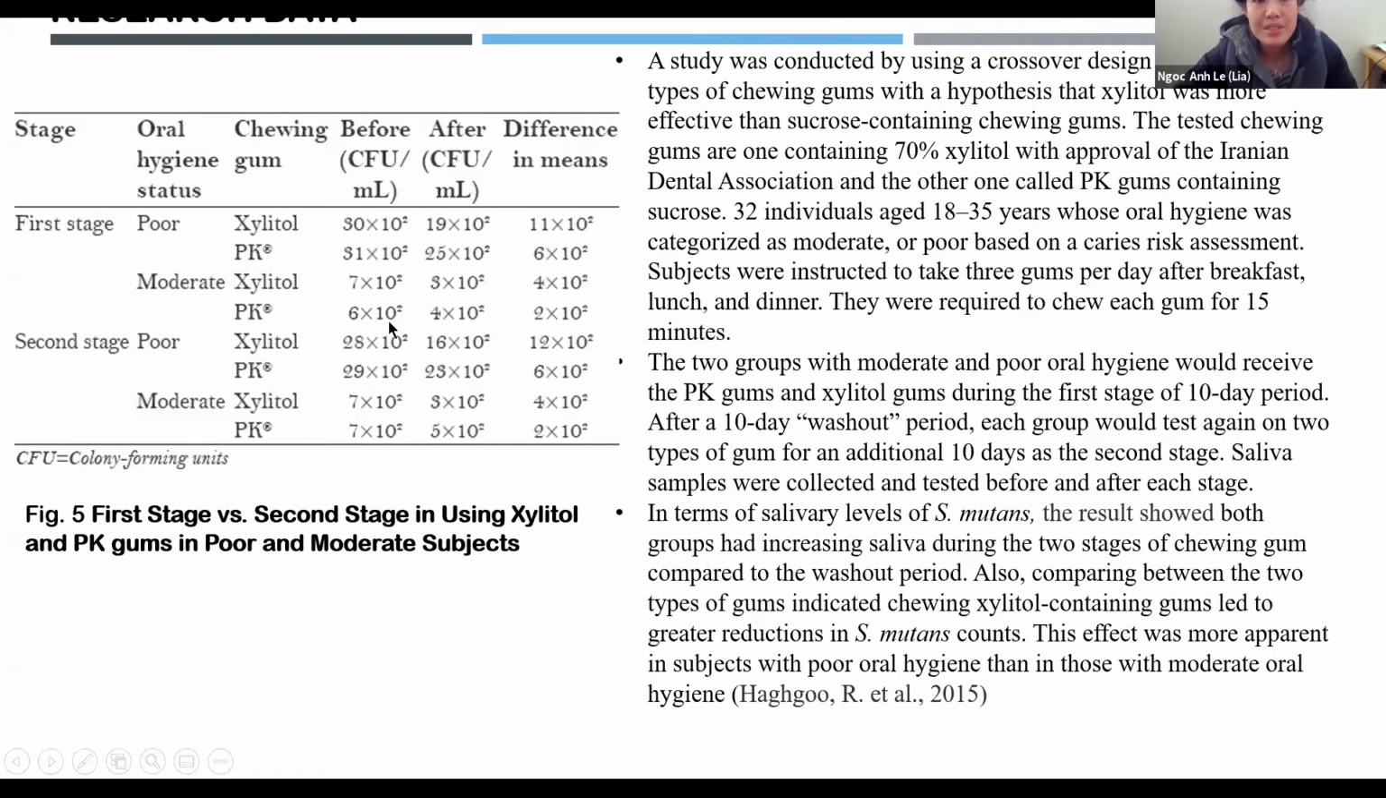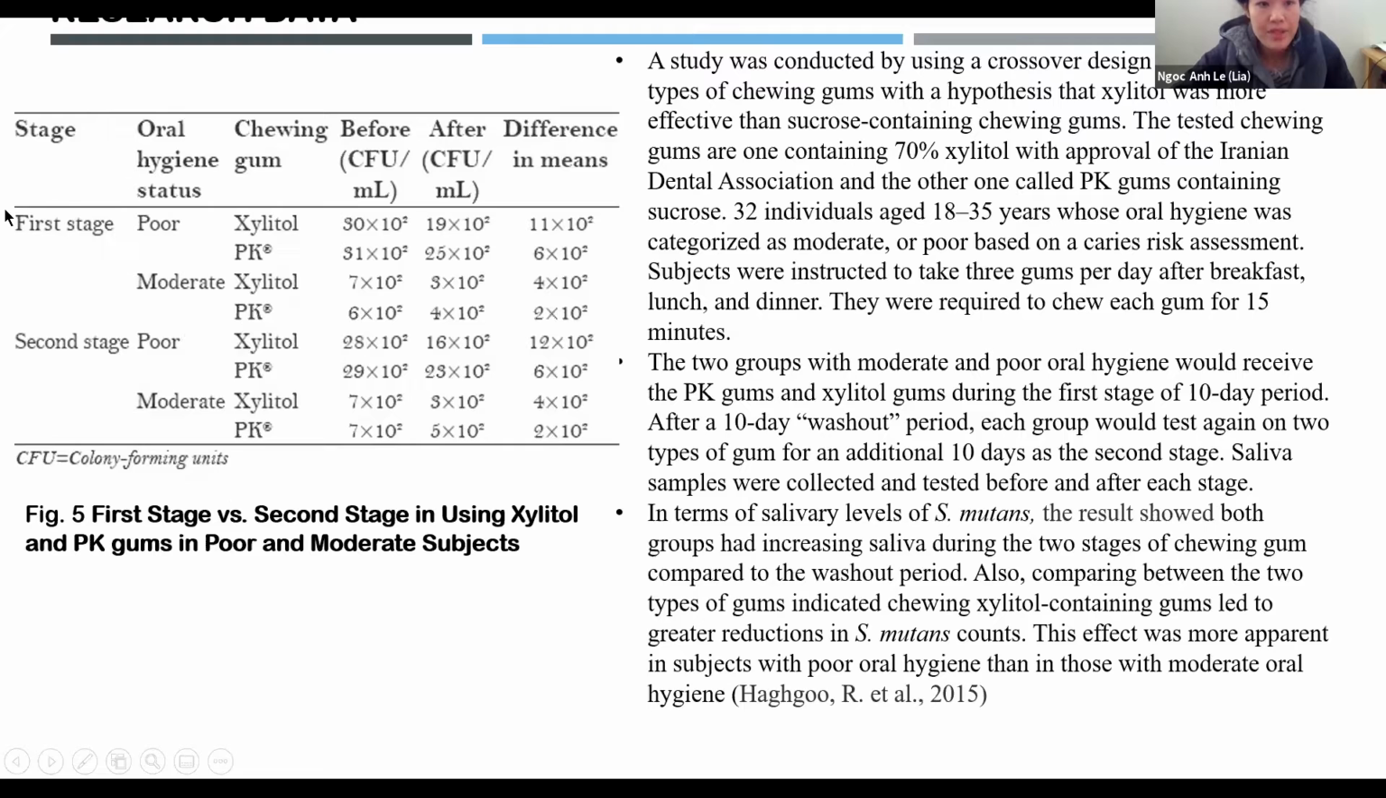So this is the research data based on a study conducted using a crossover design on 2 different types of chewing gums on 32 subjects aged 18 to 35 whose oral hygiene was categorized as moderate or poor. The subjects were instructed to take 3 gums per day after breakfast, lunch, and dinner. They were required to chew each gum for 15 minutes.